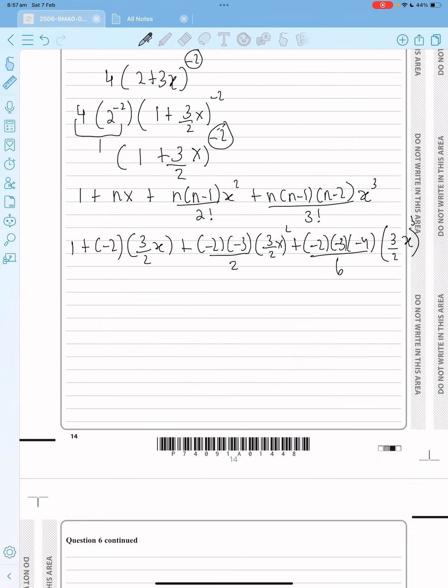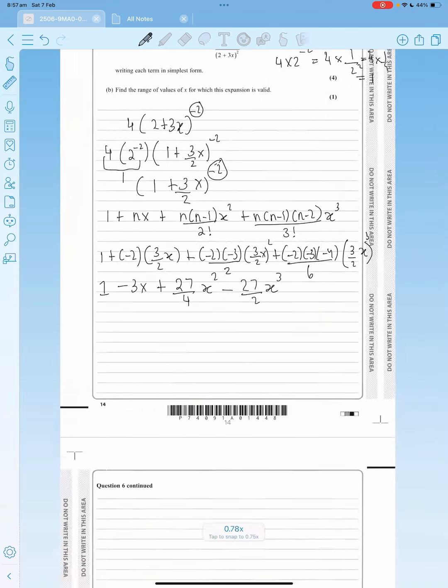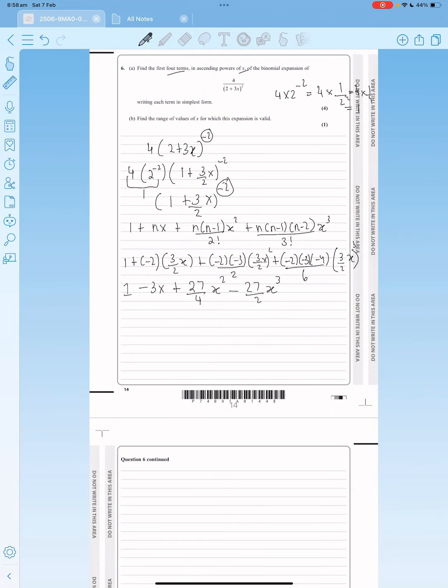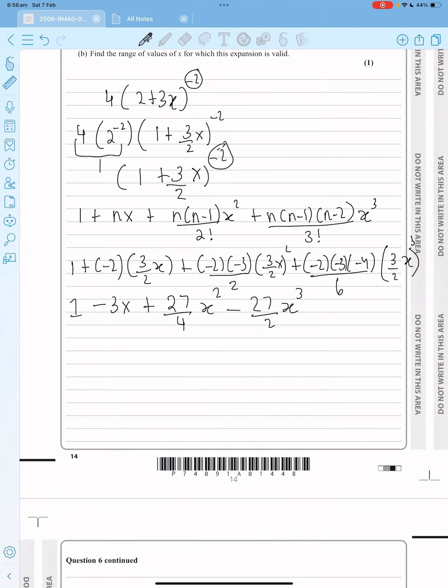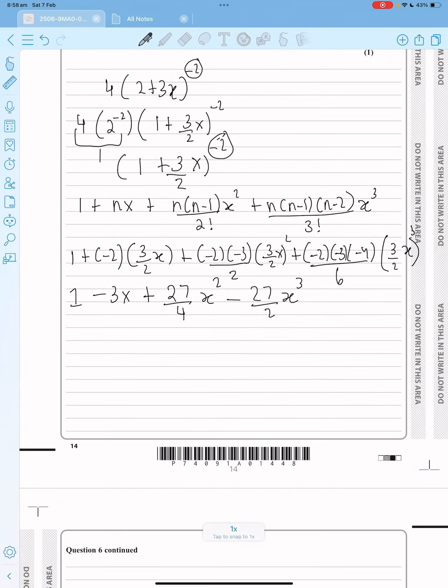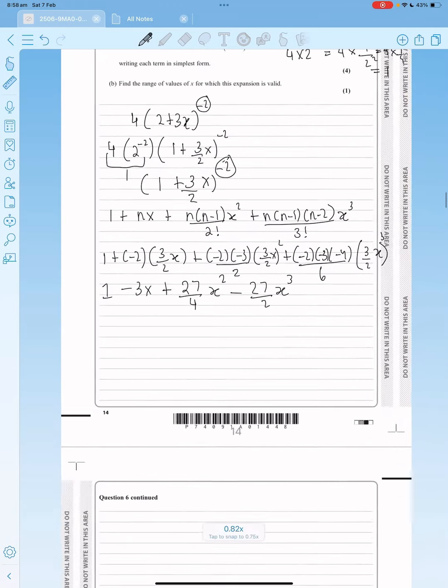And do this full expansion, and we should get 1 minus 3x plus 27 over 4 x squared minus 27 over 2 x cubed. So make sure you're careful. And you should also notice that there is a pattern to the signs. Either they're staying the same or they're alternating. In this case, they alternate.